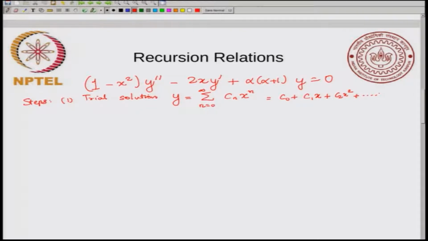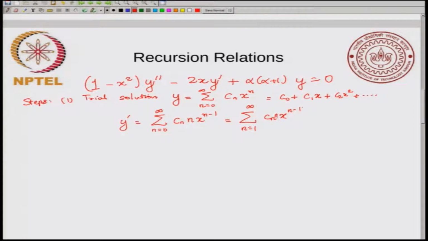Okay. So, if you use this as a trial solution, then you can immediately write y prime. You will have a sum over n equal to 0 to infinity, and then you have to take a term by term derivative. C n is a constant, so C n will be left as it is. The derivative of x raised to n is n times x raised to n minus 1. When you do this, you will notice that the n equal to 0 term is actually 0. So, even though you can write the sum from 0 to infinity, the n equal to 0 term is 0. So, you can also write this as the sum from 1 to infinity of C n n x raised to n minus 1.